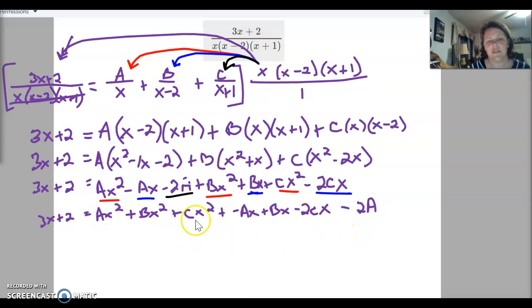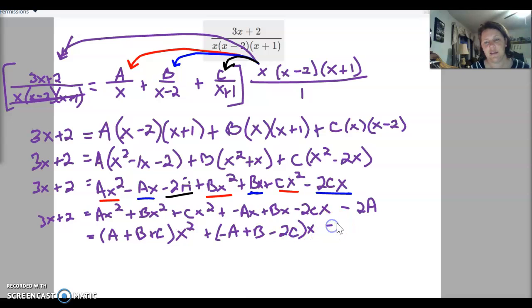So now I'm going to go ahead and factor out the x squared term. So once I factor out x squared, I'm going to leave it on the right hand side. So factor out the x squared, I'm going to have a plus b plus c as my coefficient to x squared. And then for my coefficient to x, I'm going to have negative a plus b minus 2c.